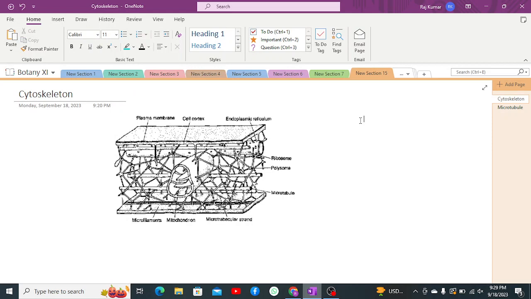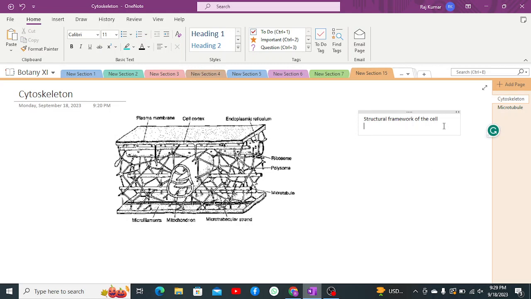Before discussing the cytoskeleton, let us discuss the terminology. Cyto means cell, skeleton means the framework. So the cytoskeleton is defined as a structural framework of the cell. As it is a structural framework of the cell, it is present within the cell. Its occurrence is within the cell.